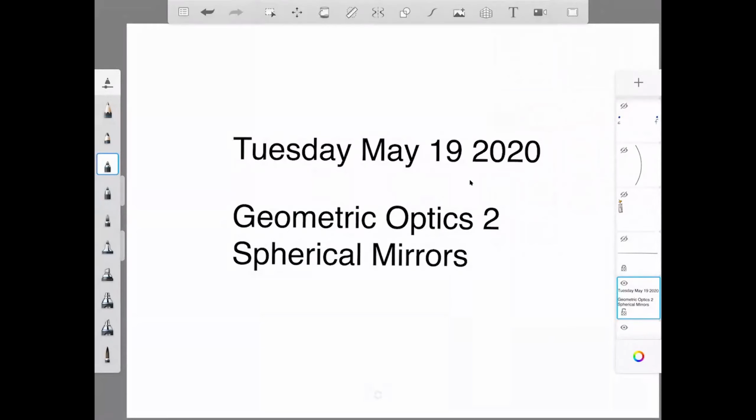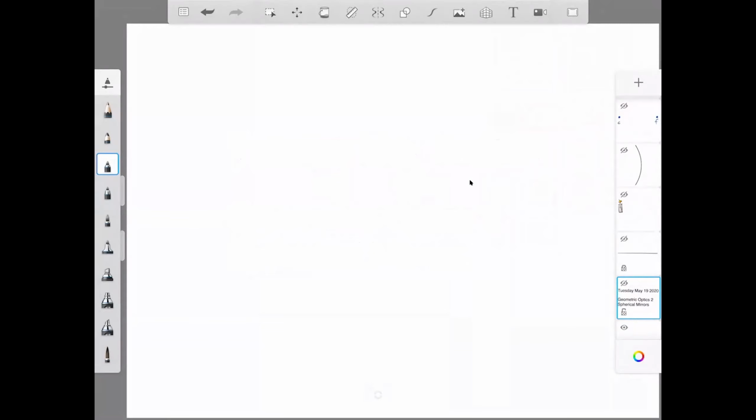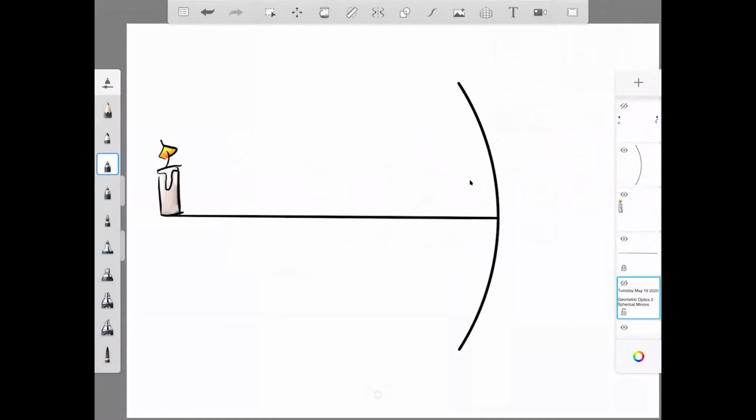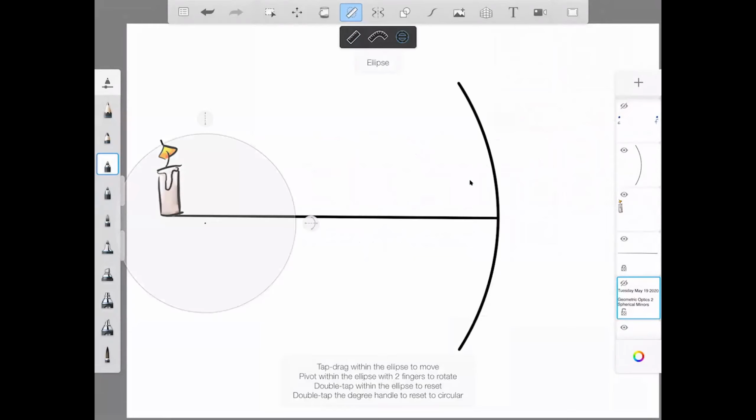Now, let's start with the concave mirror. So let's say I have an object, all right, a candlestick, putting it on some flat line, which is going to be our principal axis for our mirror. So let's go ahead and put a concave mirror in front of it. Now, here's the interesting thing that I want to show you about spherical mirrors and why they're called spherical mirrors in the first place. I'm going to take my ruler here and make a circle.